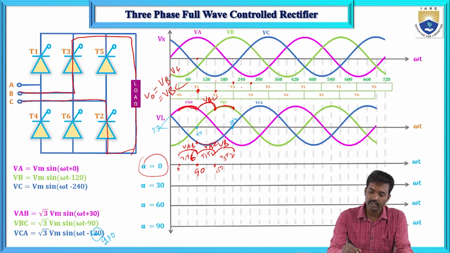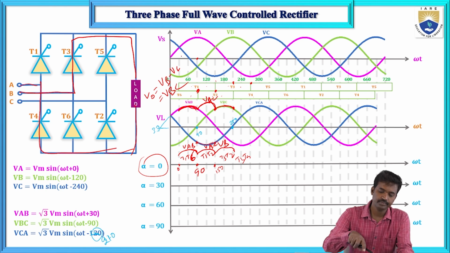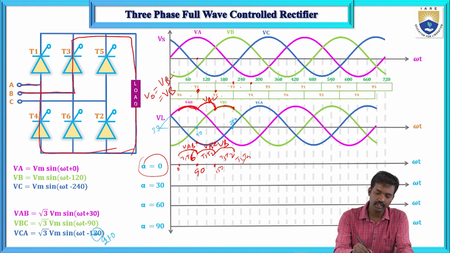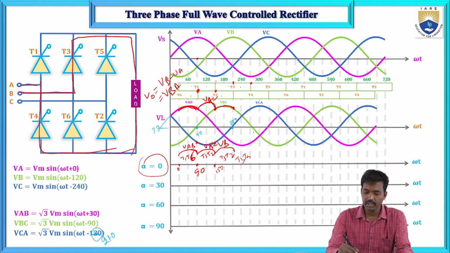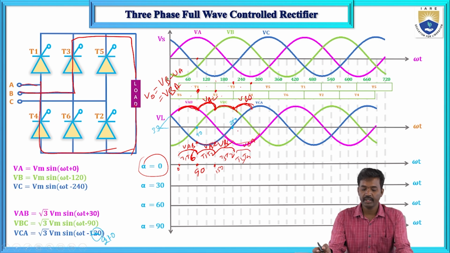And next case, from 210 to 270 degrees, T3 and T4 will conduct. T3 and T4 will conduct means VB minus VA, so that is VBA. VBA means here this one. So VAB, VAC, VBC and VBA. This is VBA, and this is VBC.